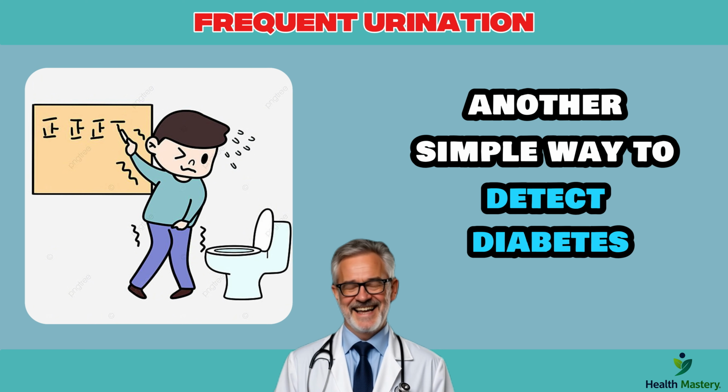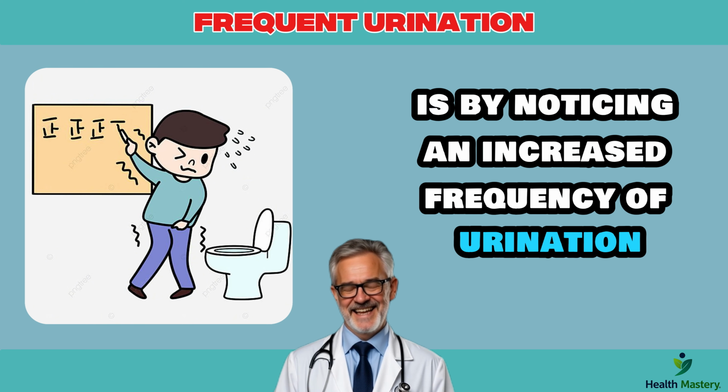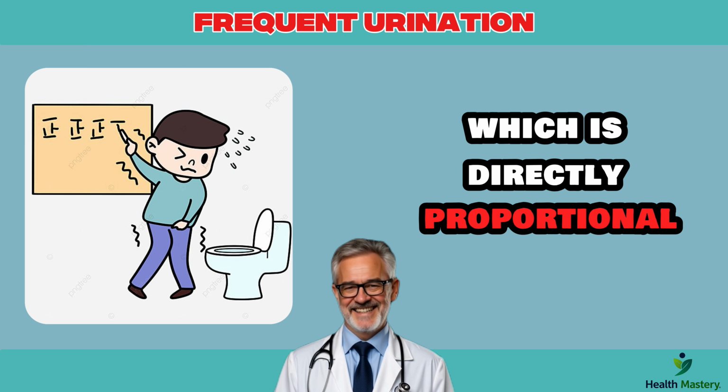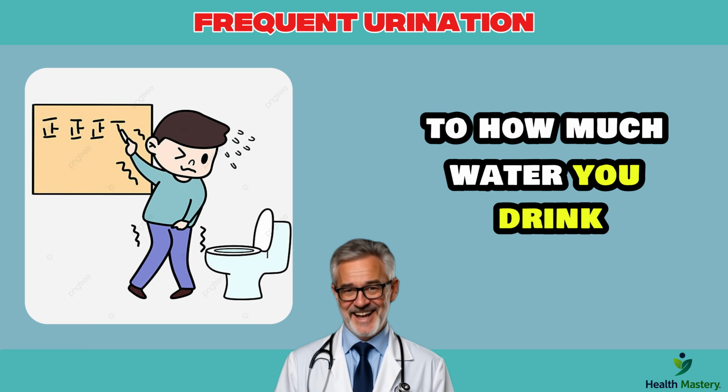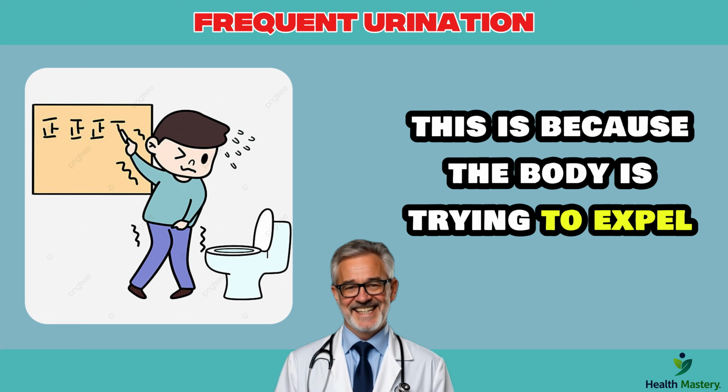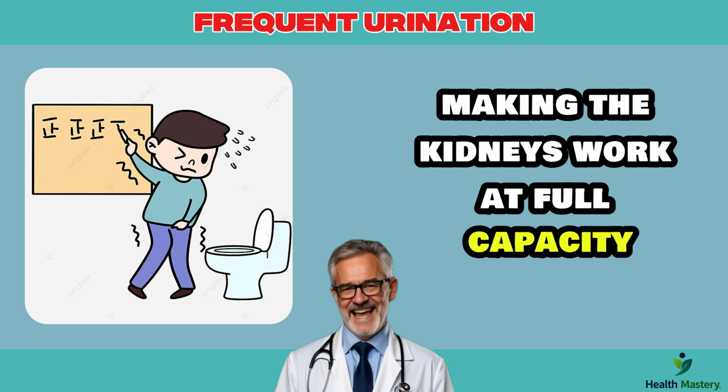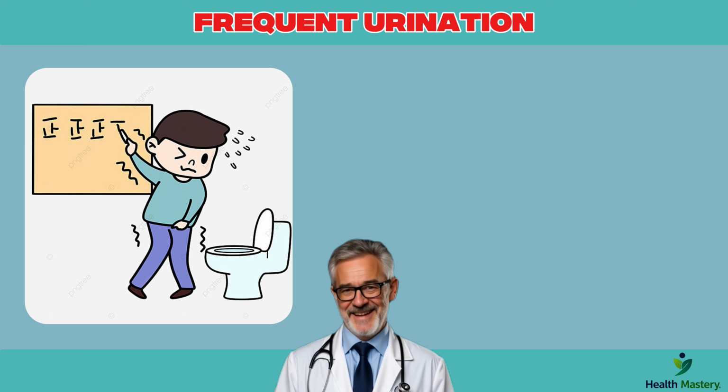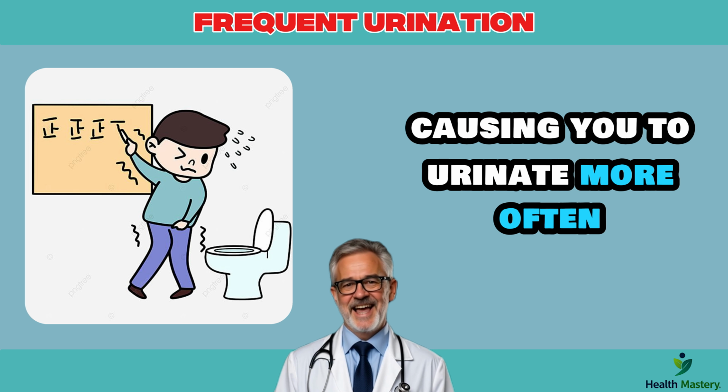Frequent urination. Another simple way to detect diabetes is by noticing an increased frequency of urination, which is directly proportional to how much water you drink. This is because the body is trying to expel the excess sugar, making the kidneys work at full capacity, causing you to urinate more often.